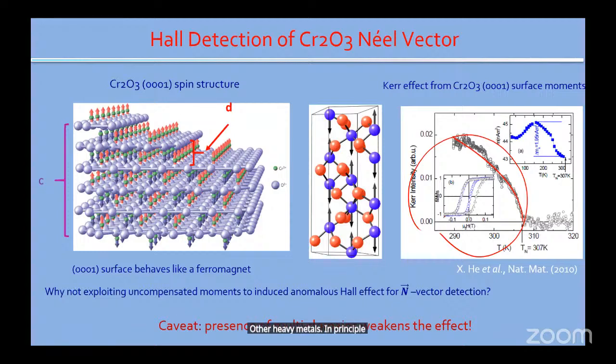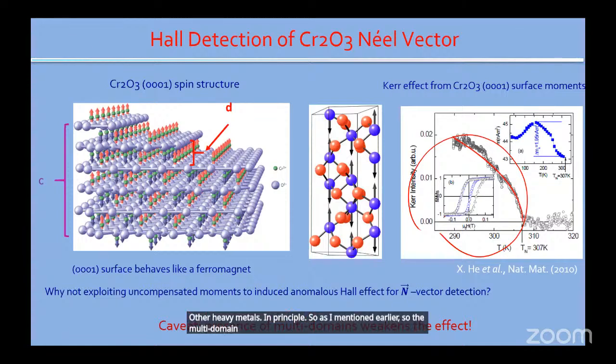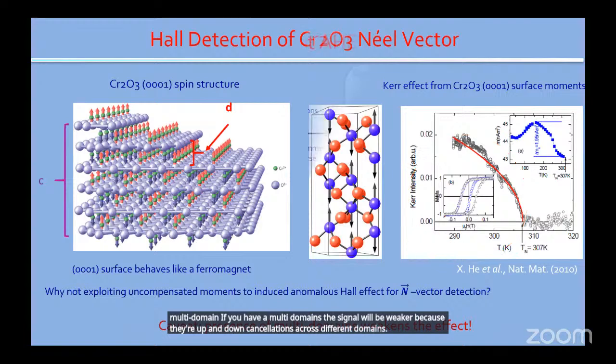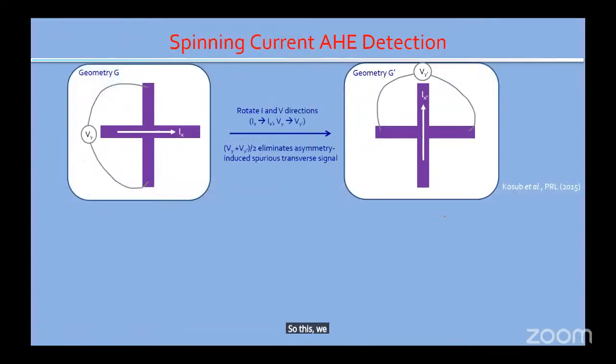As I mentioned a little earlier, if you have multi-domains, the signal will be weaker because there are up and down cancellations across different domains. So we need to be mindful of this when we prepare the material.